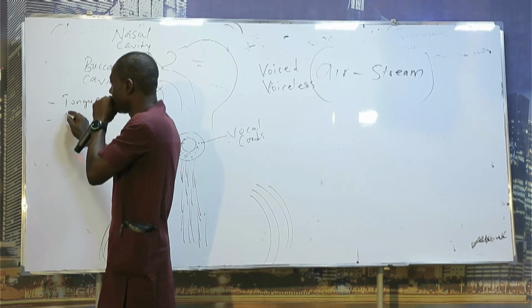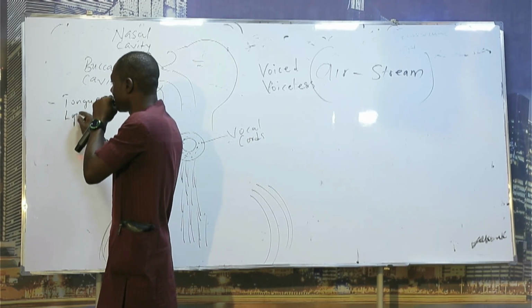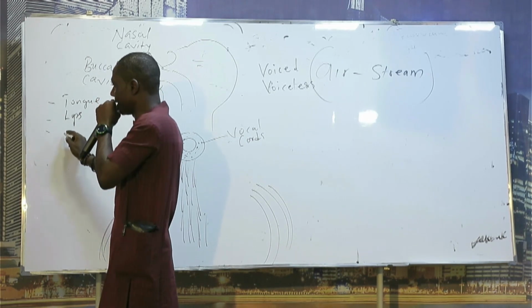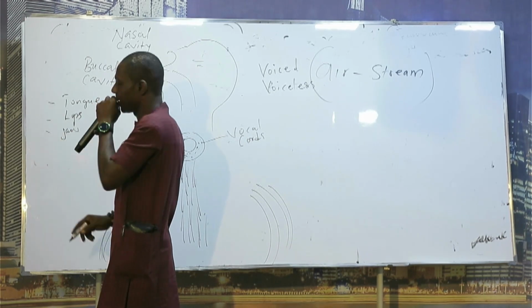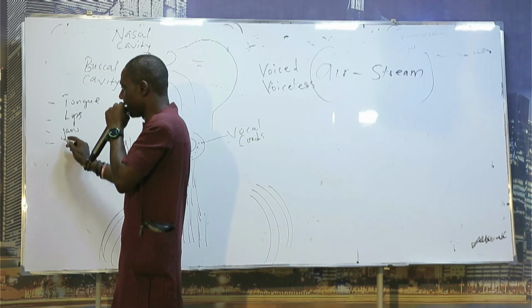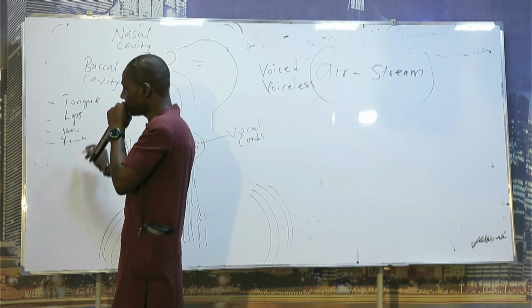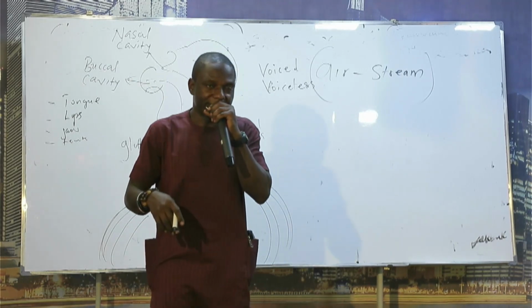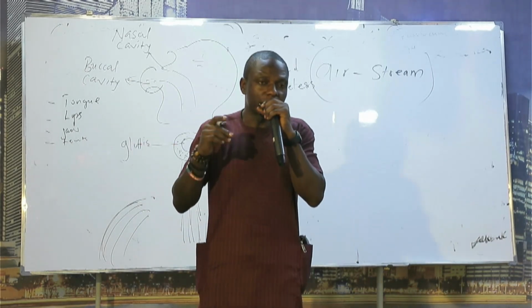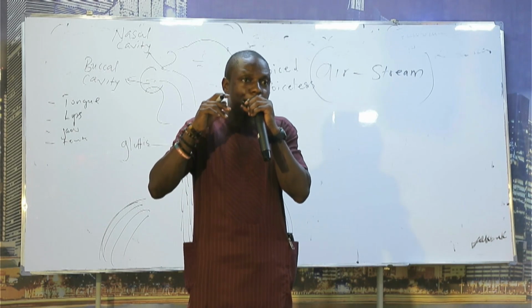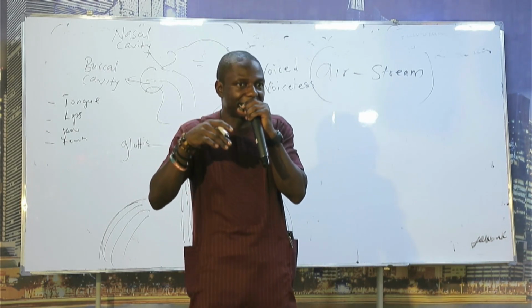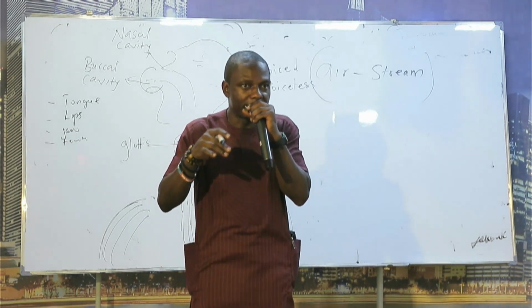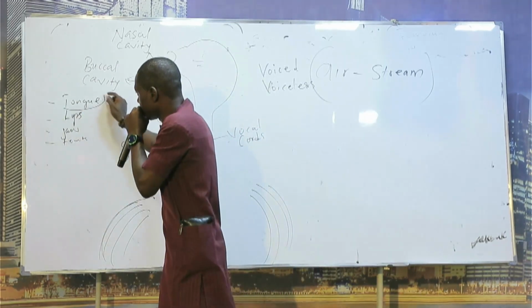Number 2, the upper lips. Number 3, the jaw. And number 4, the feet. Of course, you have the upper lips and lower lips. So those are the organs of speech. But the most important one that acts on a vowel sound and makes it voiced is the tongue.